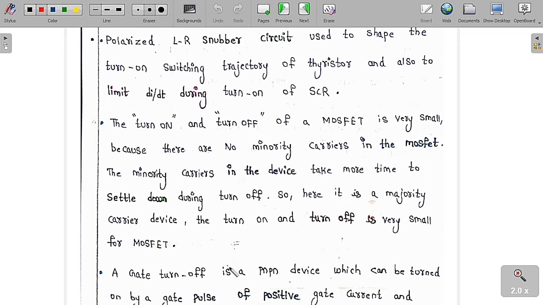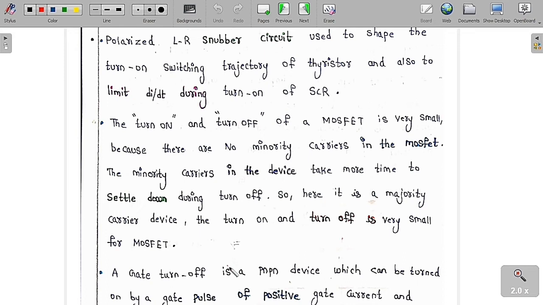See, if it is a minority carrier device and you want to block any reverse voltage, first you have to remove all these minority carriers, so it takes a certain time before blocking. Therefore, here there are no minority carriers, the turn off time is less, and also the turn on time is very less for this MOSFET.